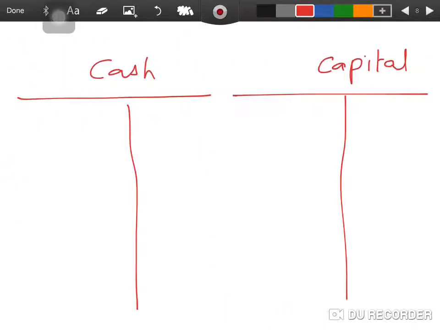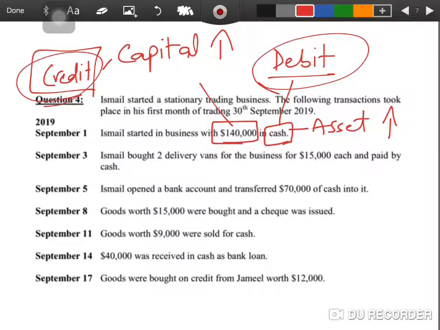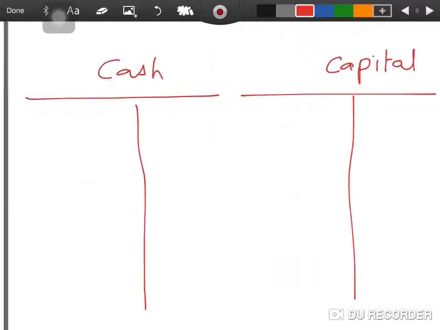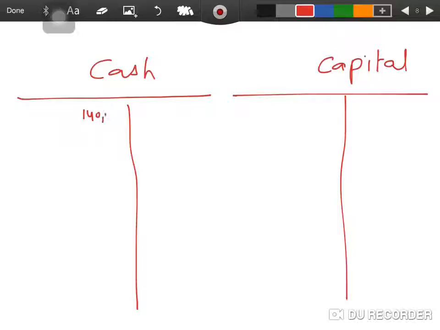So cash, what was the amount? The amount was 140,000 and the date of the transaction was September 1. So we are going to write 140,000 on the debit side in the cash account and 140,000 on the credit side in the T account for capital. Okay. Now the date was 1st September 2019, so you write the date as well. 2019, 1st September. Similarly here as well, 2019, 1st September.